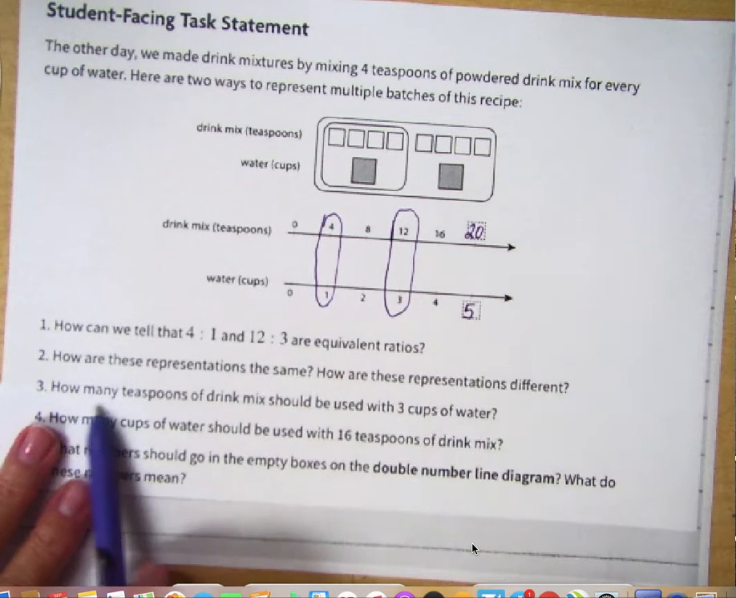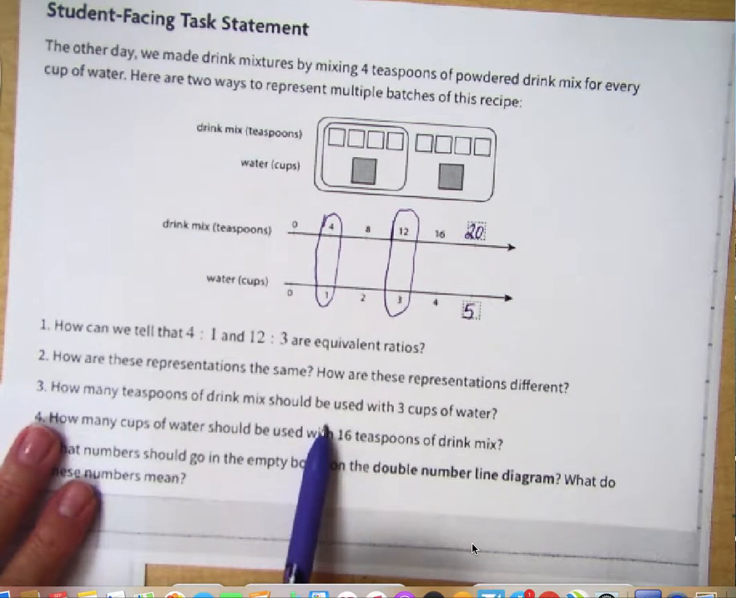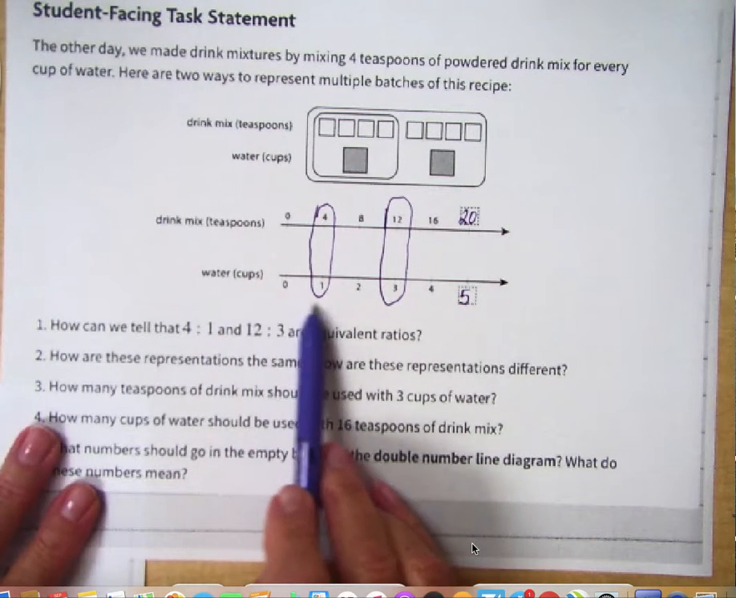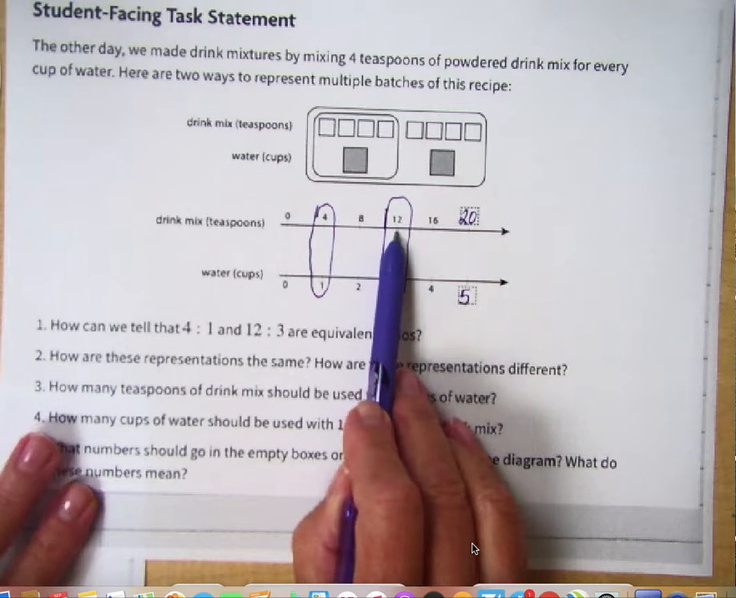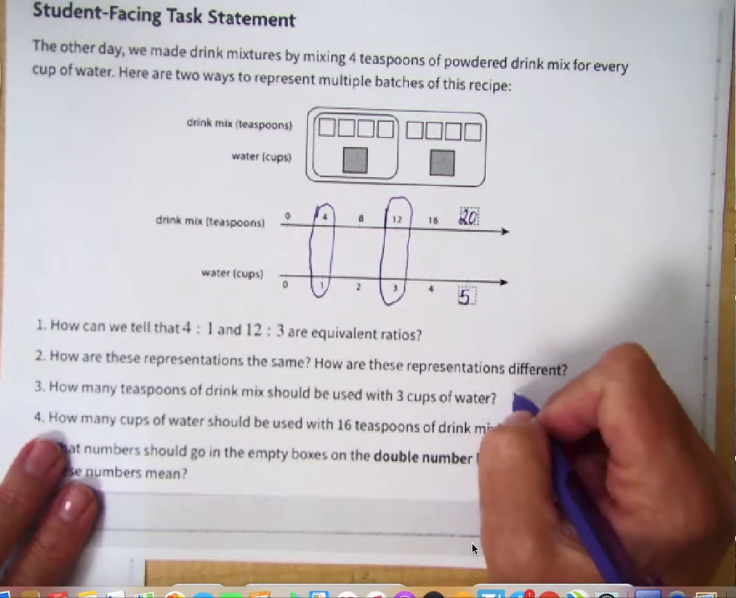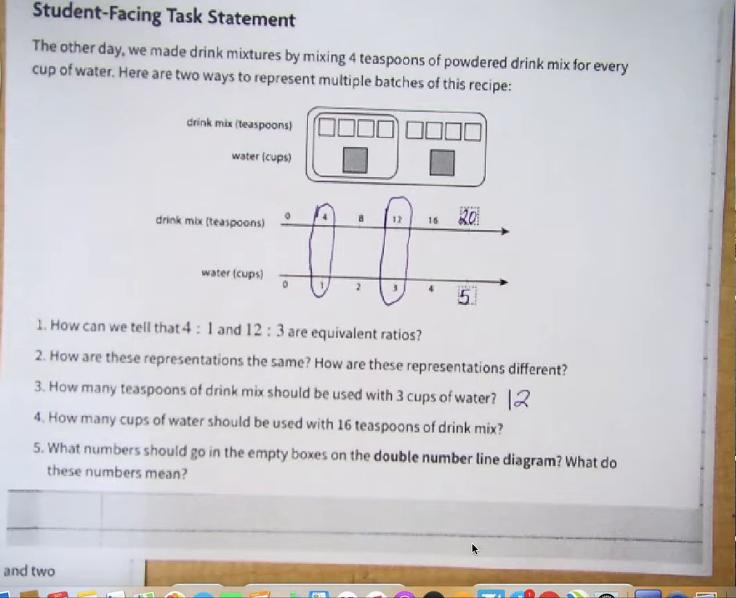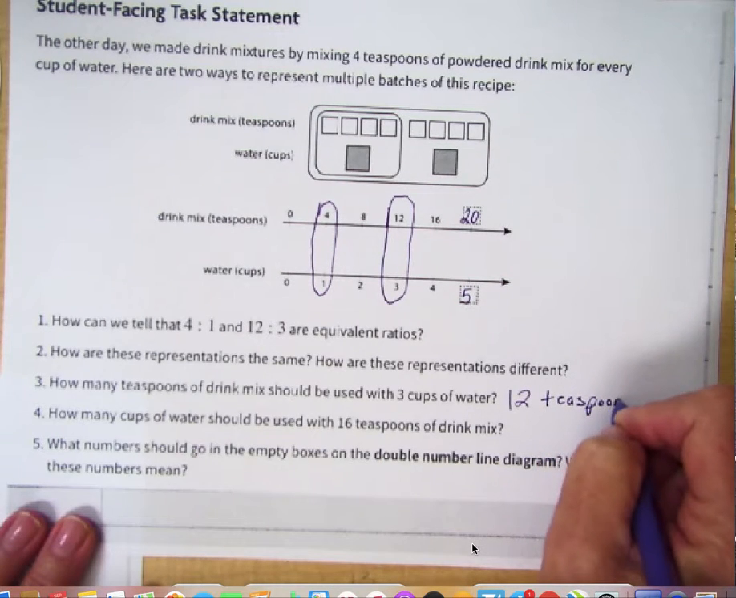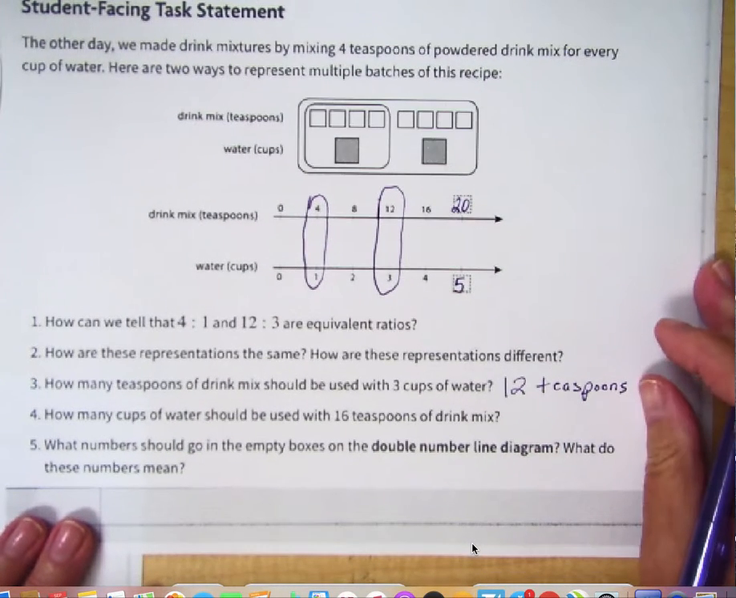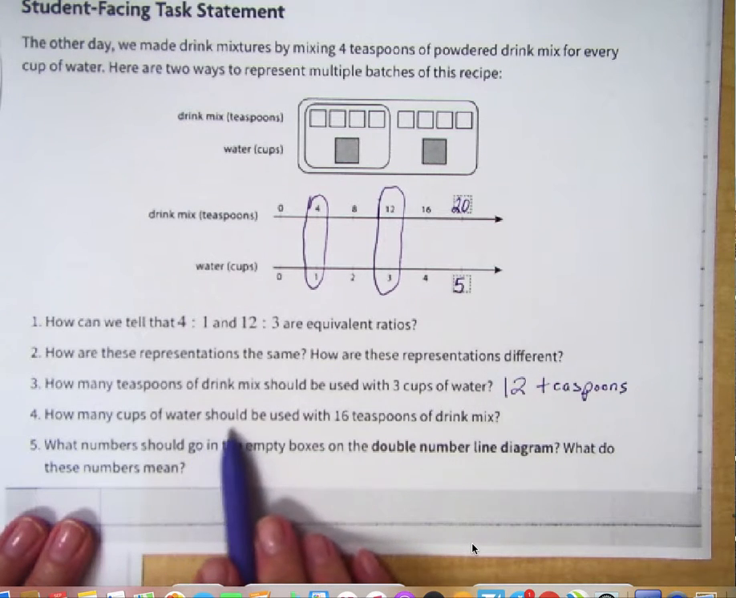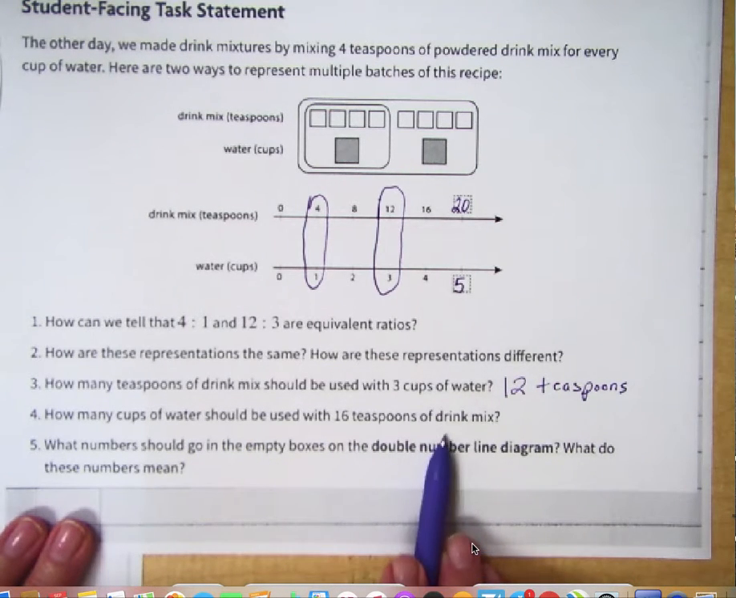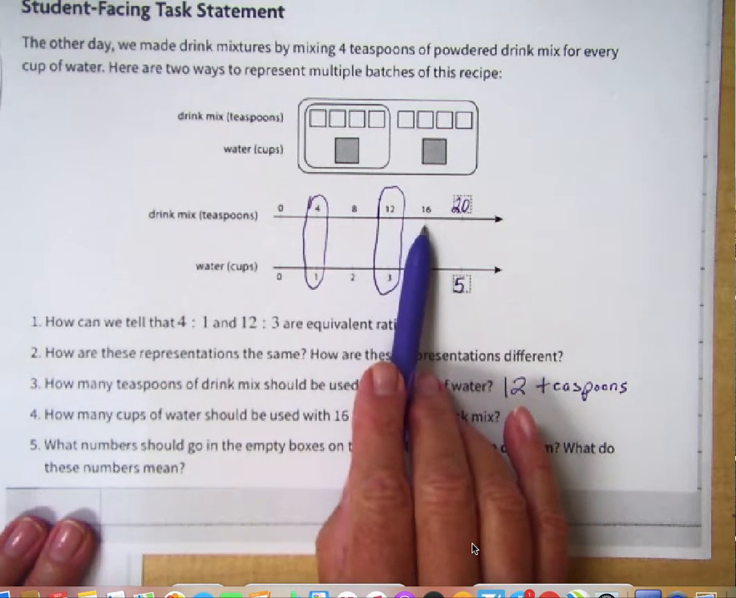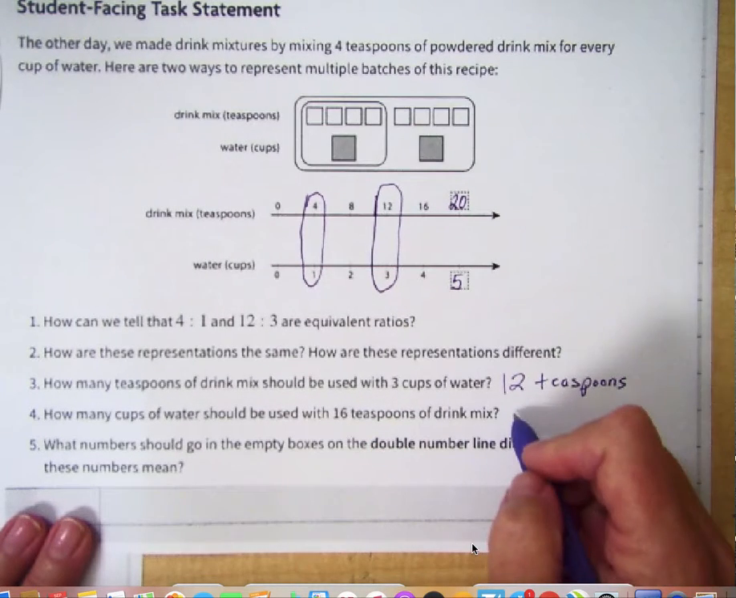So now's the question. How many teaspoons of drink mix should be used with 3 cups of water? Well, I'm going to go right along here and find 3 on my water line and move up. What's my answer? Well, my answer is 12. 12 teaspoons. And if you have it drawn out like this, all you have to do is be able to read the number line. How many cups of water should be used with 16 teaspoons of drink mix? This time we're looking at the drink mix line. 16, how many cups of water? 4 cups.